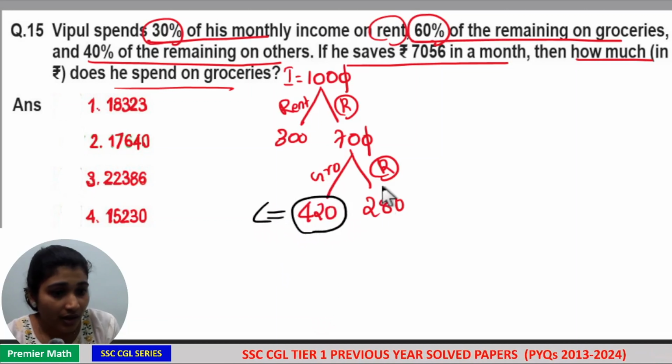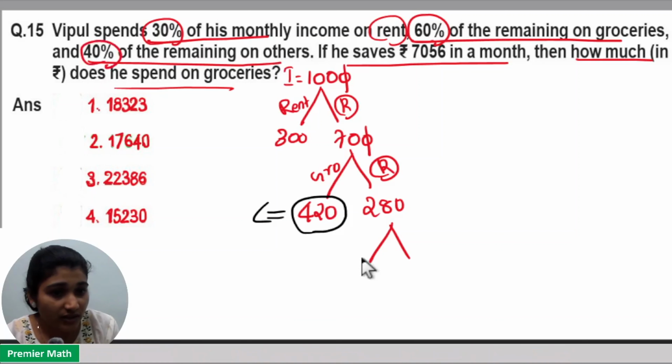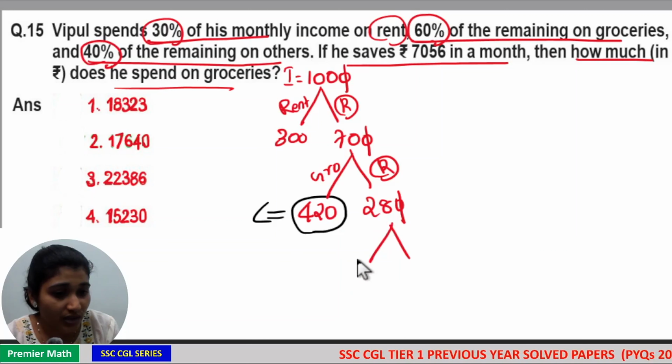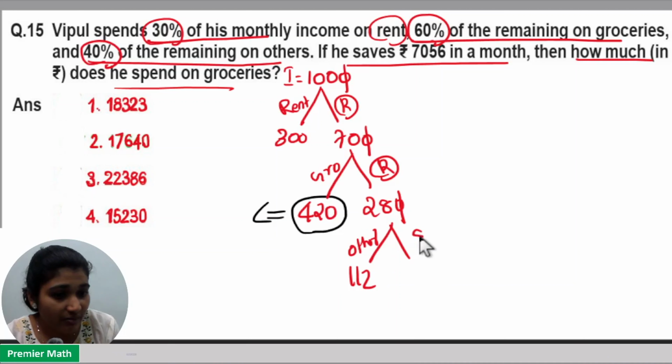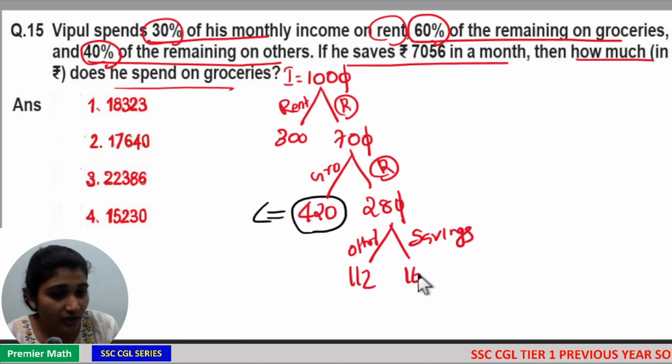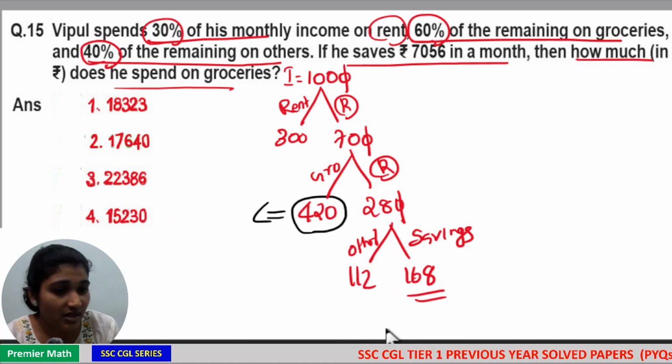Now out of this remaining 280 rupees, he spent 40% on others. That is 40% of remaining means 40% of 280. 10% of 280 is equal to 28. Then 40% is equal to 4 into 28, which is 80 plus 32, 112 rupees for other items. Then remaining is the savings here, which is equal to 280 minus 112. That is 180 minus 12, equal to 168 rupees, is the savings here.